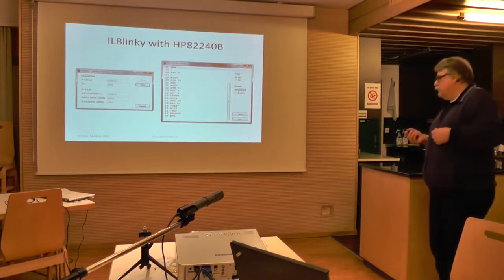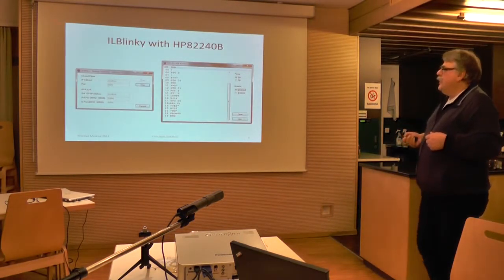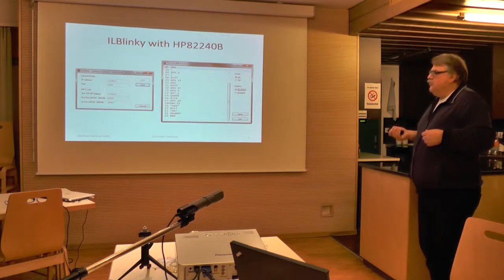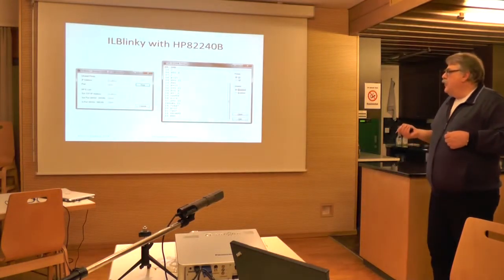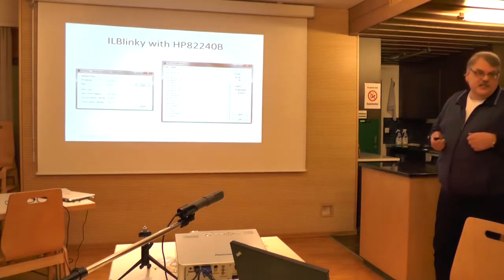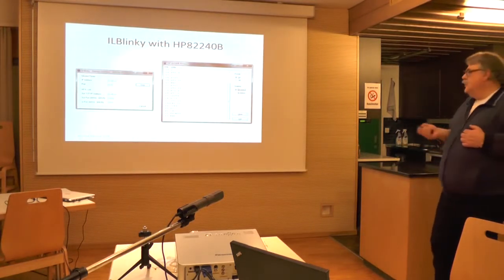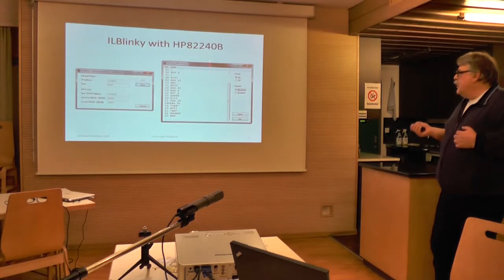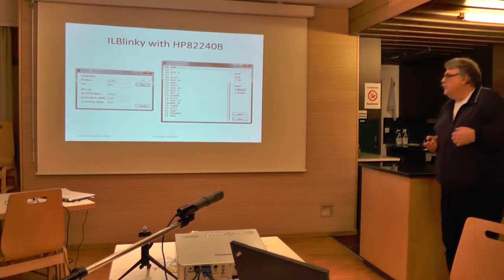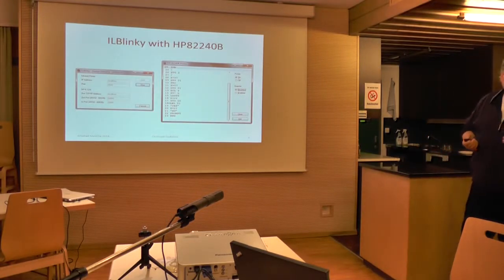This is the program EL Blinky. We have here the settings for the virtual loop. Above we have the settings for sending the data to the printer. And on the right side we have the printer, the text window of the printer. And what we see is a listing from a 41.